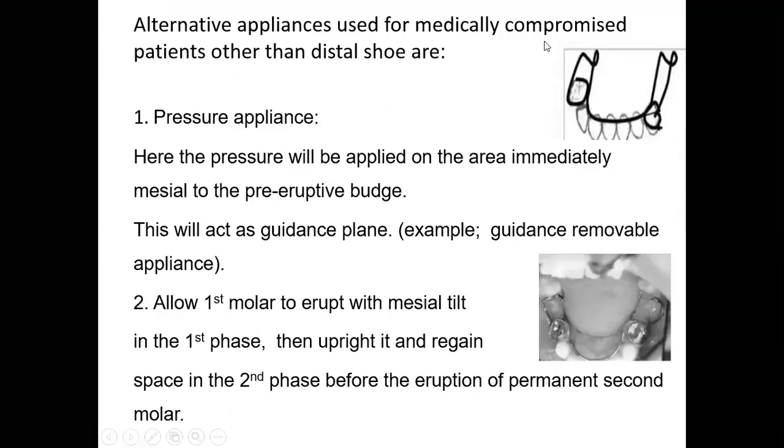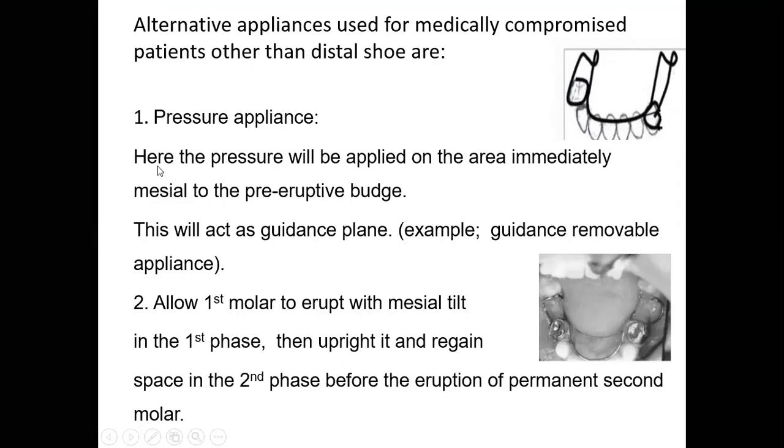Alternate procedures or alternate appliances for the medically compromised patient other than distal shoe. So these are other types of appliances we give to the medically compromised patient when we cannot give a distal shoe space maintainer. These are called pressure appliances, and they can be given to the medically compromised patient.